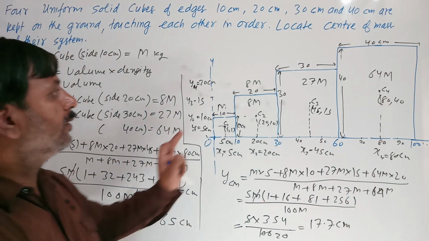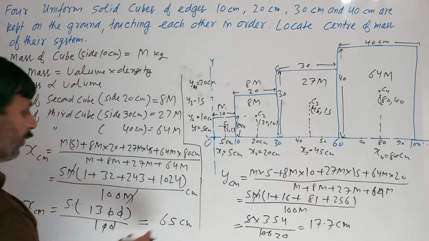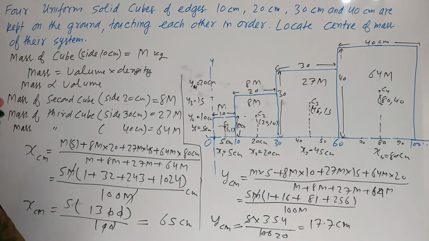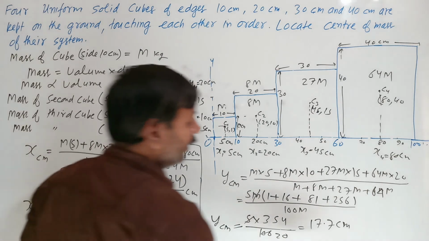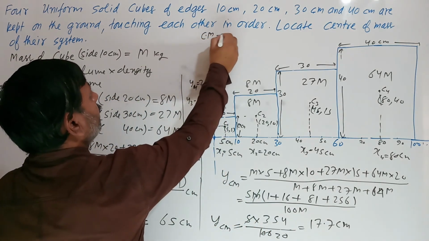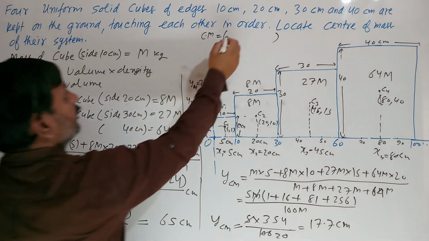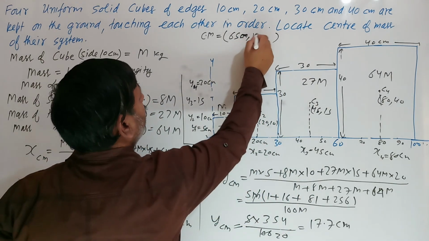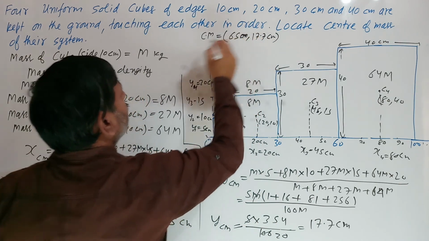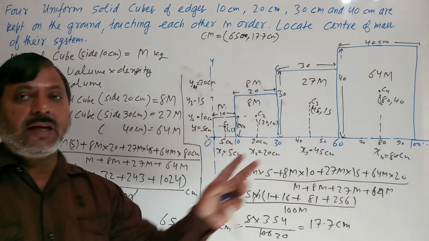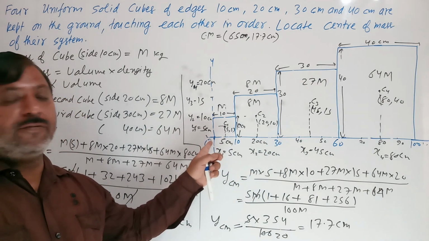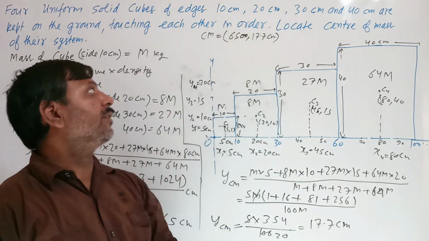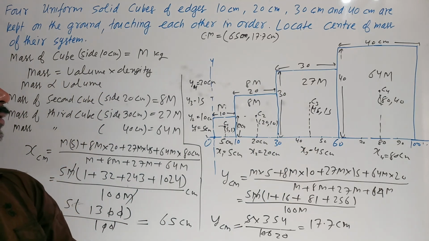So the coordinates of the center of mass of this system: x coordinate is 65 and y coordinate is 17.7 cm. So the answer is the center of mass: x coordinate is 65 cm and y coordinate is 17.7 cm. With the four uniform cubes kept together and the first taken as origin, the coordinate will be 65 cm, 17.7 cm.